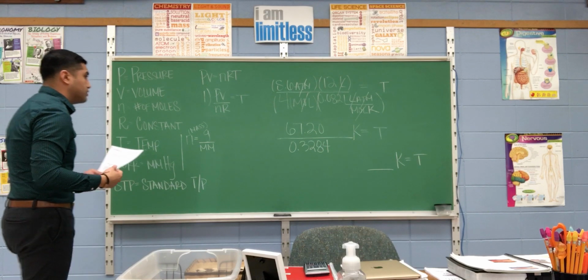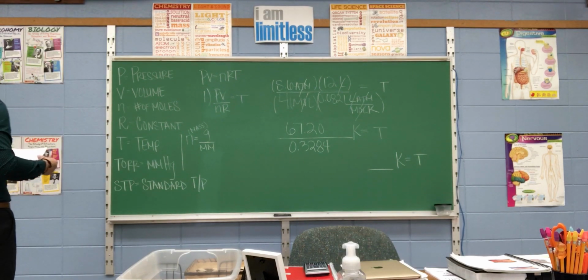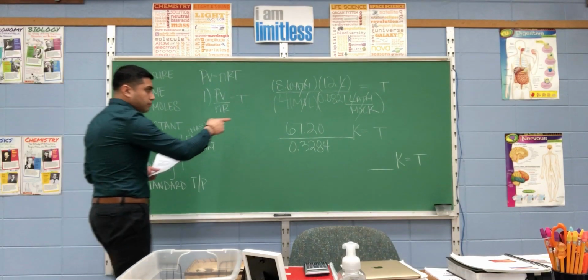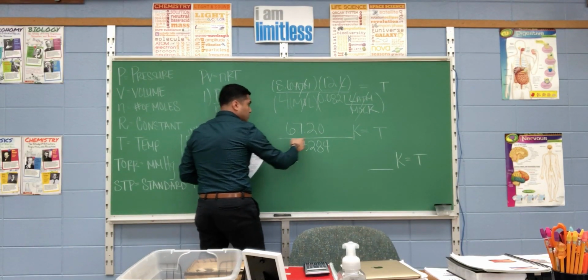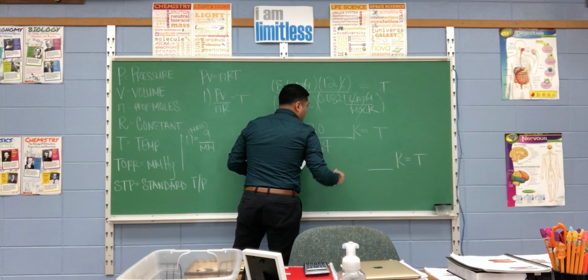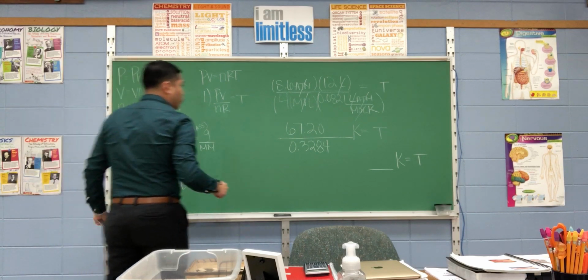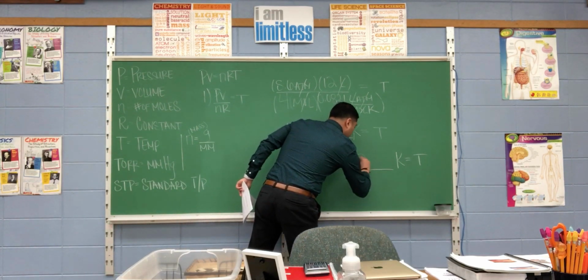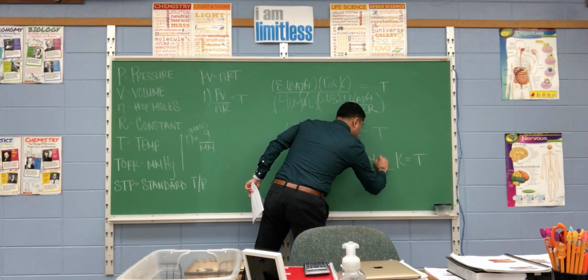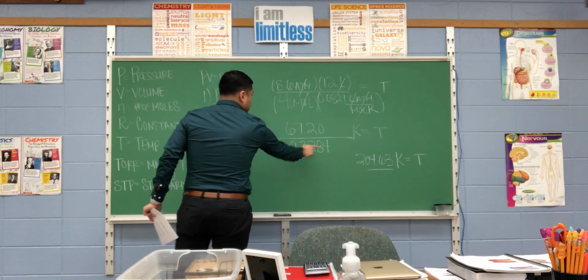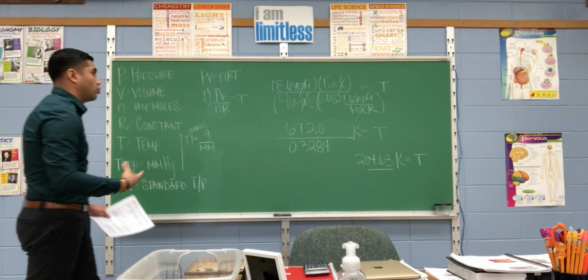So 67.20 at the top, and then 0.3284 at the bottom, and then you just divide both of these. That'll give you kelvins, which is your temperature. When you divide both of these, you should get 204.63. That is kelvins.